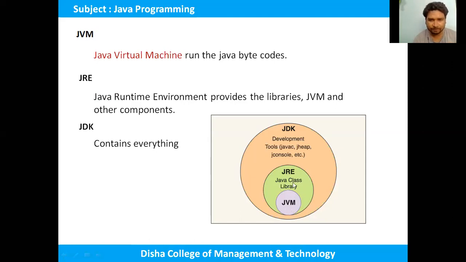First, JVM is used to read the bytecodes. JRE contains the library files, but JRE does not contain any kind of tools or utility programs like compilers and debuggers. The JDK also contains the development tools like compiler, interpreter, debuggers, and any necessary libraries. So this whole thing is kept in the JDK files.